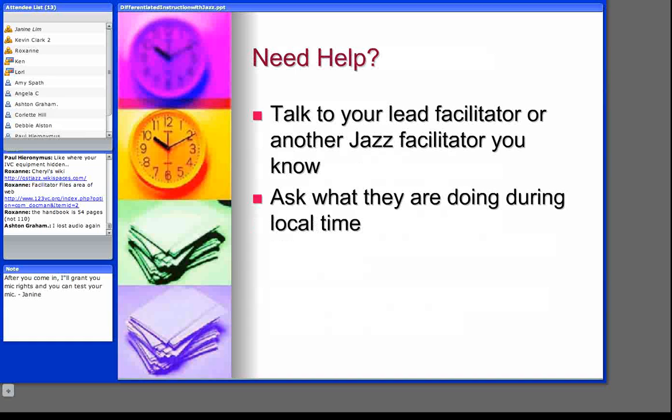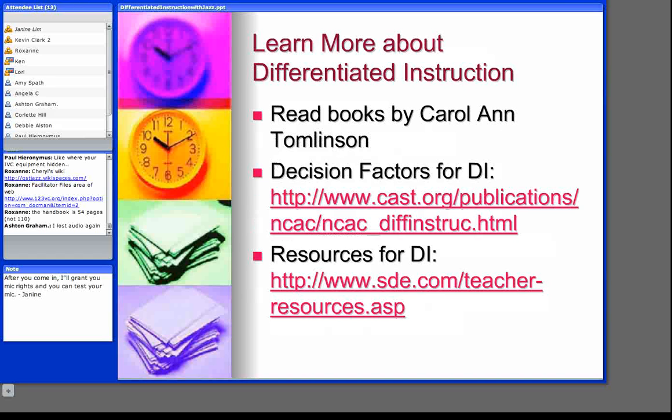And then, of course, if you're confused, talk to your lead facilitator, another Jazz facilitator, learn from other people. I definitely want you to have the support that you need. So ask if you're having trouble. And a few resources if you want to learn more about differentiated instruction, some websites, and of course the books by Carol. So, a very quick overview. Let's go to questions, comments.